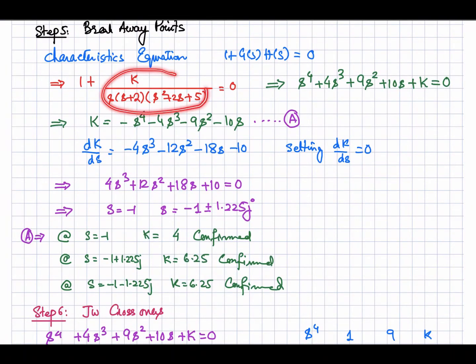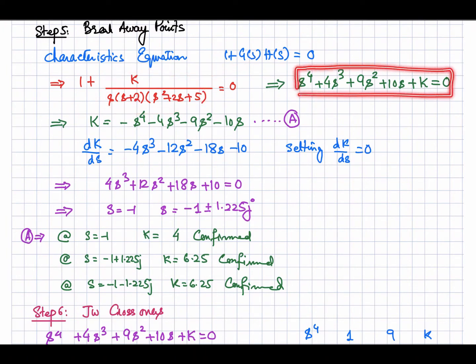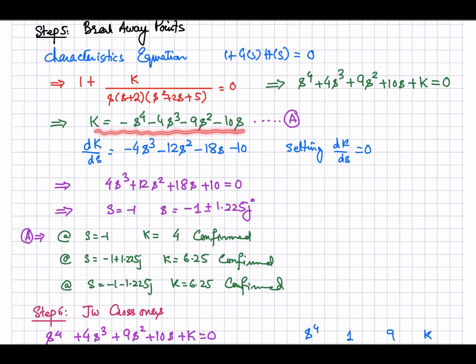So we know this expression, g of s into h of s. From here we can write down the characteristic equation, which is this one. From here we can set up the equation for k, and then take the derivative of k with respect to s. That will be minus 4s cube minus 12s square minus 18s minus 10. Setting it equal to 0 and solving it, we get the breakaway points. So s will be equal to minus 1 and minus 1 plus minus 1.225j.